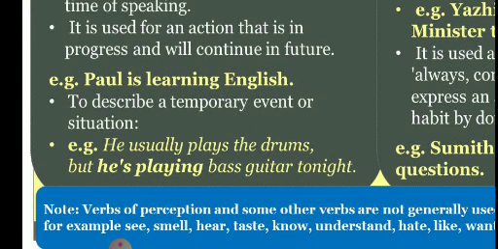We can also use present continuous tense for a longer action in progress now. So for example, I am studying to become a doctor. I am not studying to become a dentist. It is also used to describe a temporary event or situation. He usually plays the drum, but he is playing guitar tonight.